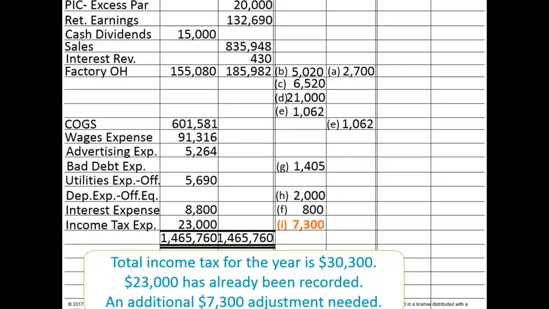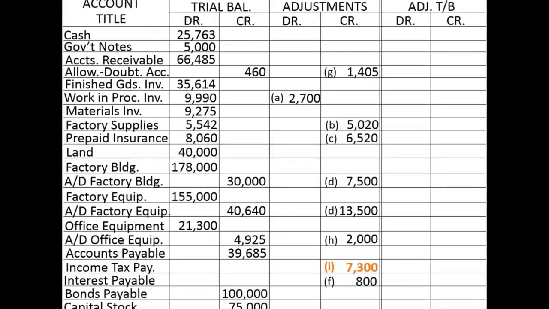We've got income taxes for the year, 30,300, and we had already recorded 23,000, so we needed to record an additional 7,300. And we owe that money, so that goes into a payable.